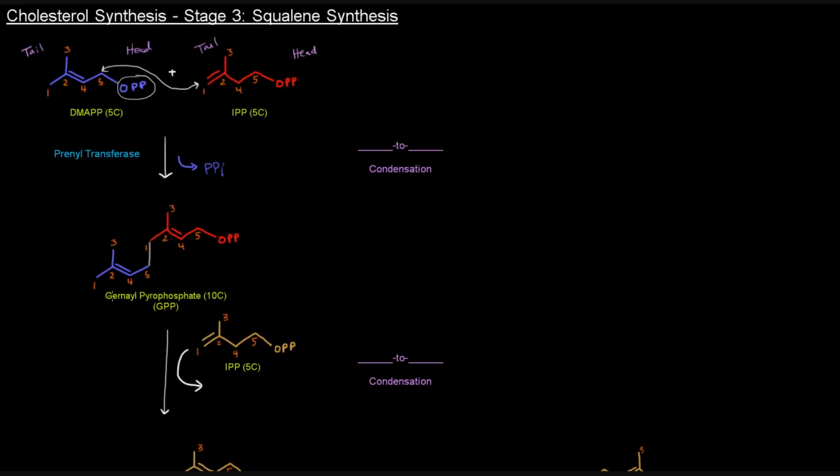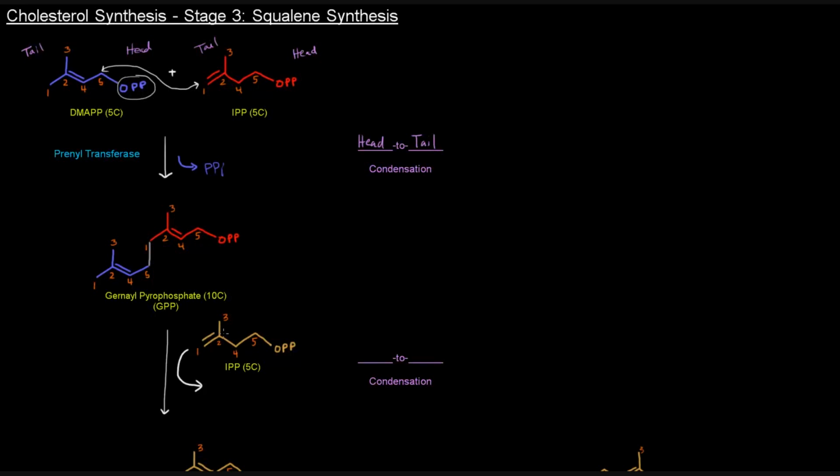So now we have this molecule here, which is geranyl pyrophosphate, which is 10 carbons long. Each of these 5 carbon units was linked to make this. So in this condensation reaction, we connected the head unit to the tail unit. So this is a head to tail condensation.